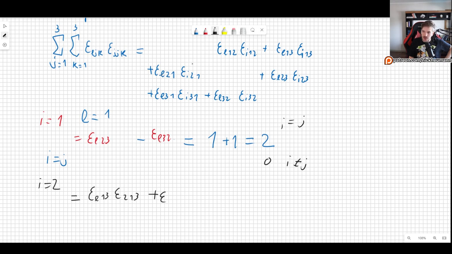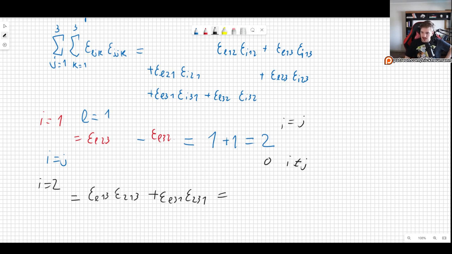This will be 2 to 1, so this is also 0. So let's just go to the next one. Here we get 2 to 3, that's also 0. Let's go to the next one. We have L3, 1, epsilon, 2, 3, 1. And this one is also 0 because we get epsilon, 2, 3, 2.